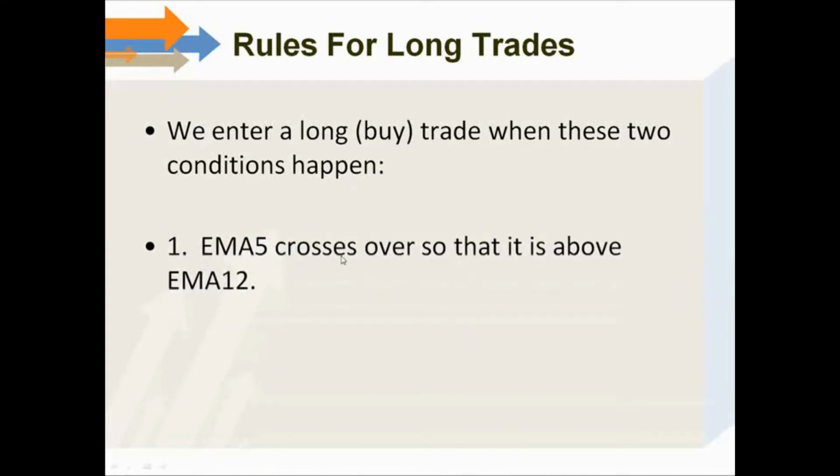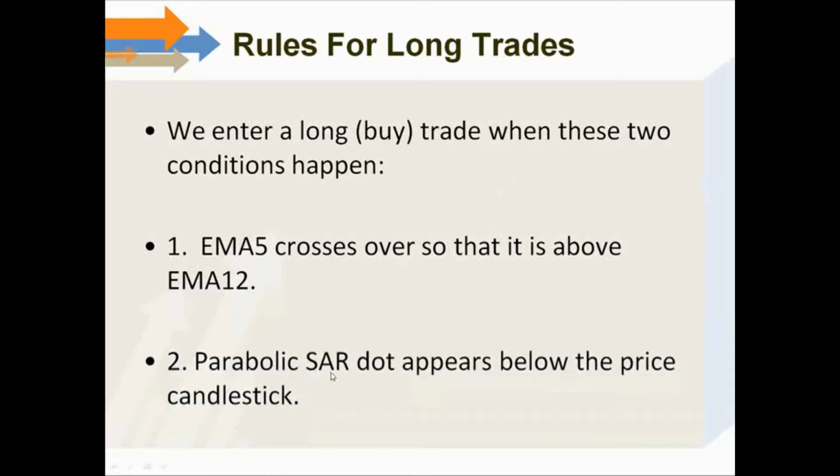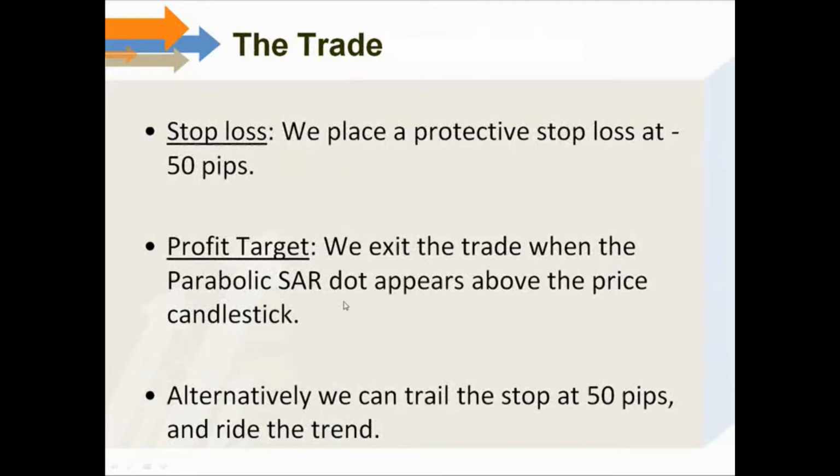The EMA 5 crosses over so that it is above the EMA 12. So on your charts, it's the blue line crossing over the green line, and it is now above the green line. And then we wait for the Parabolic SAR dot to appear below the price candlestick at that point of the crossover. So once we do that, we enter the trade, and when we enter the trade, we place a protective stop loss at 50 pips.